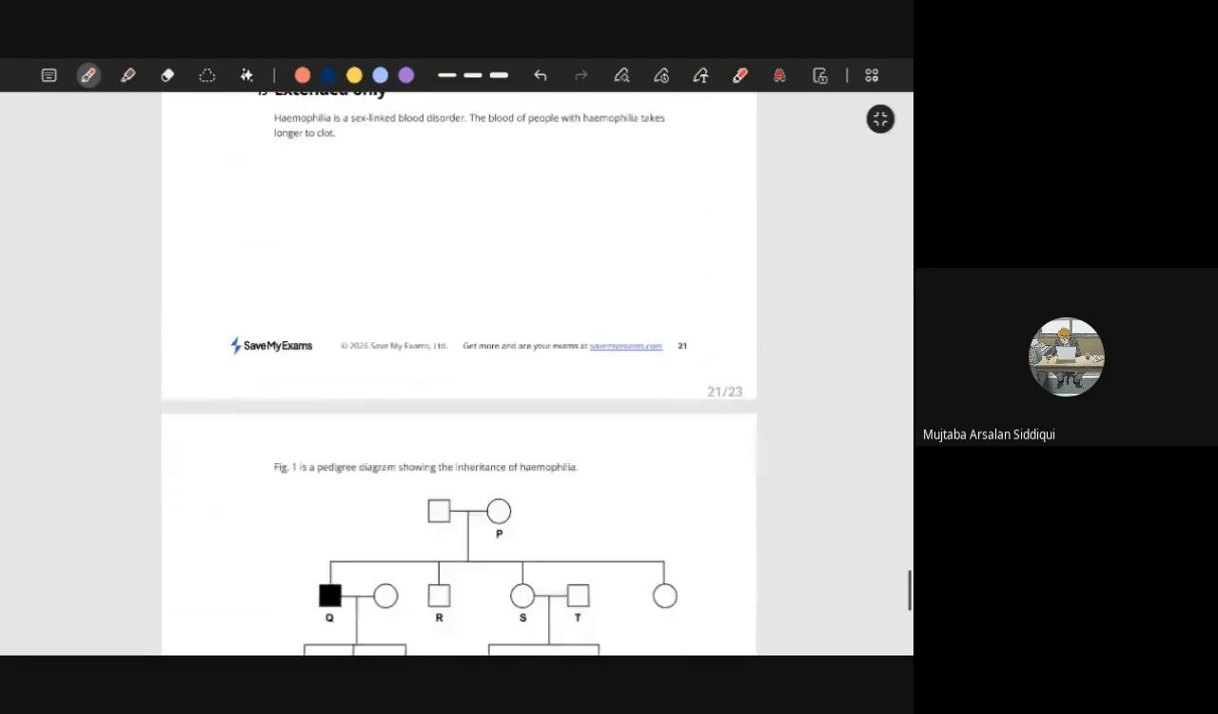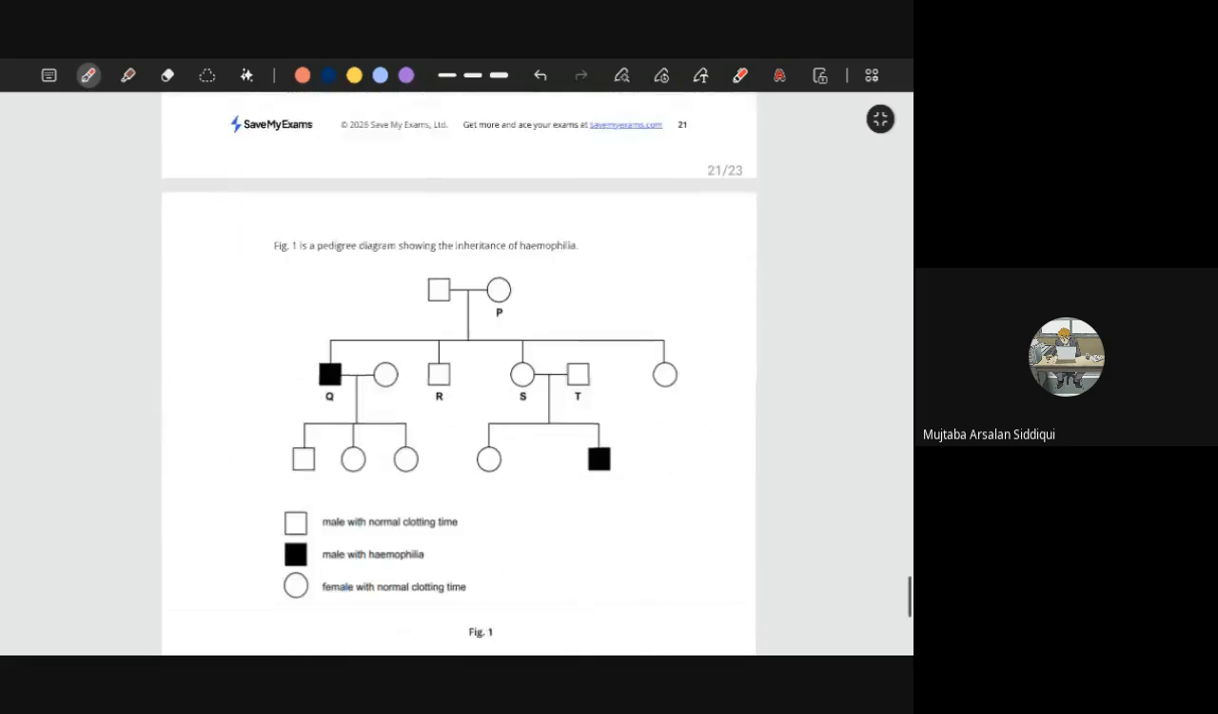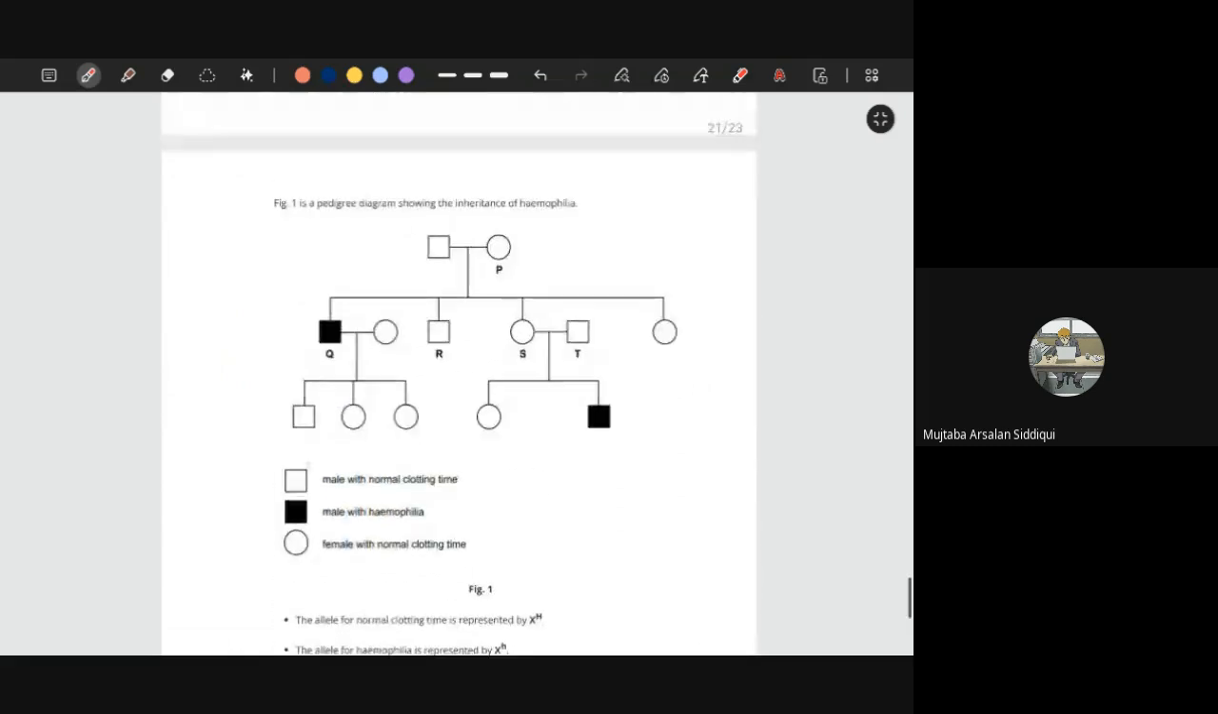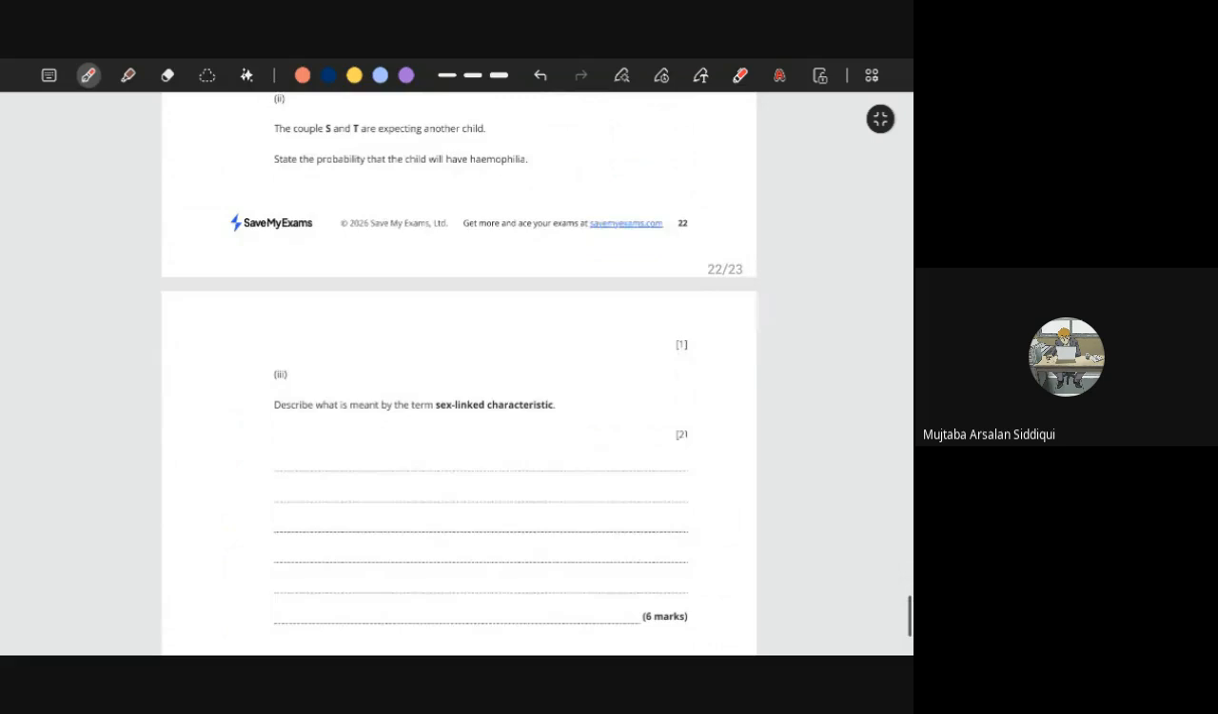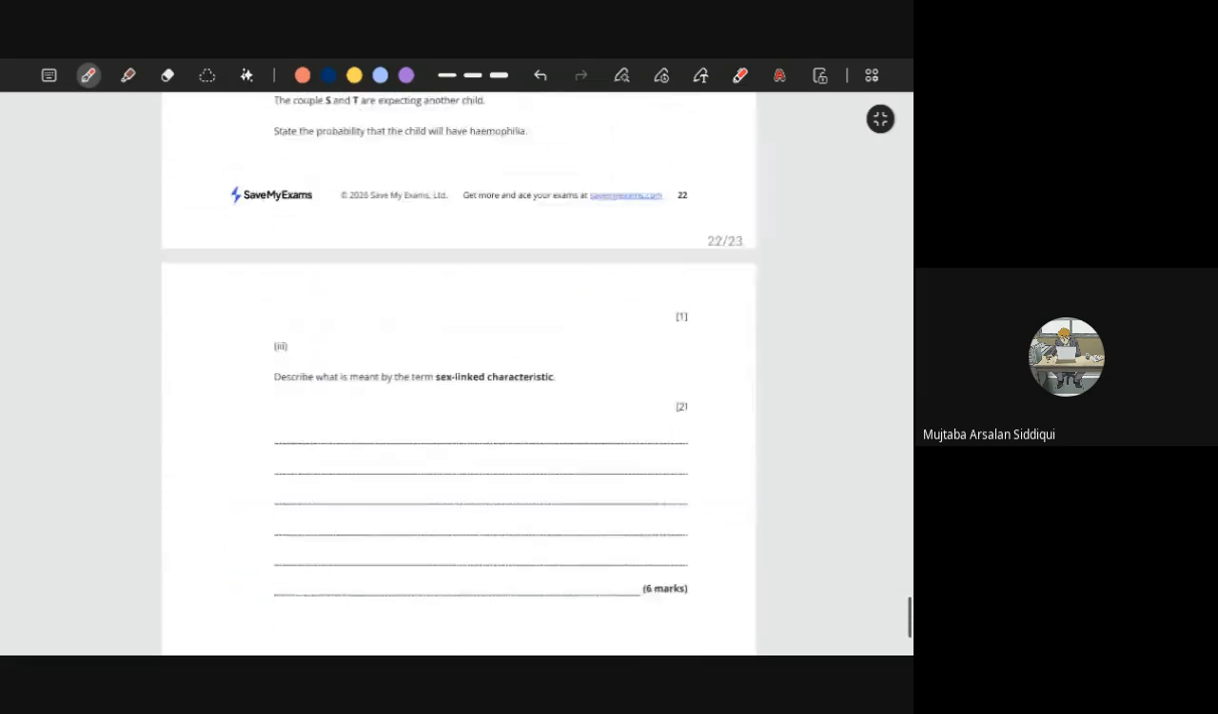Sex-linked disorder. Okay, so this is again question one that we've done, right? It's the exact same question.